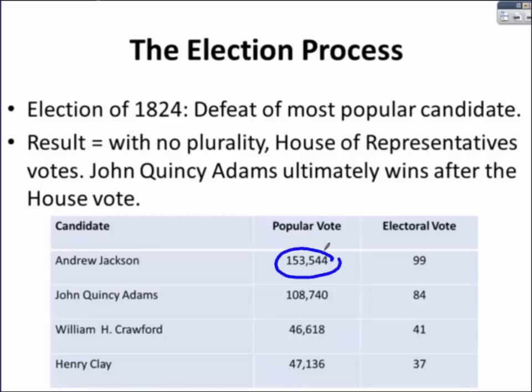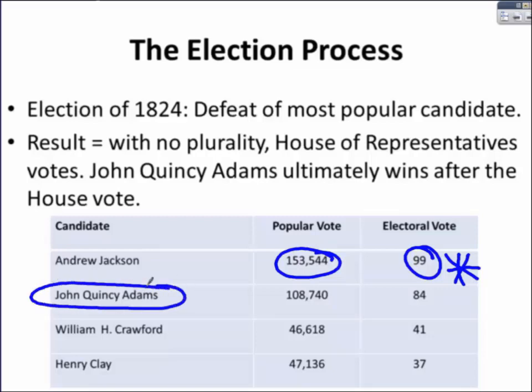So Andrew Jackson had won the popular vote. He even had the most electoral votes. But this is not a majority or plurality. So the House of Representatives had to choose the president, and they chose John Quincy Adams over Andrew Jackson.